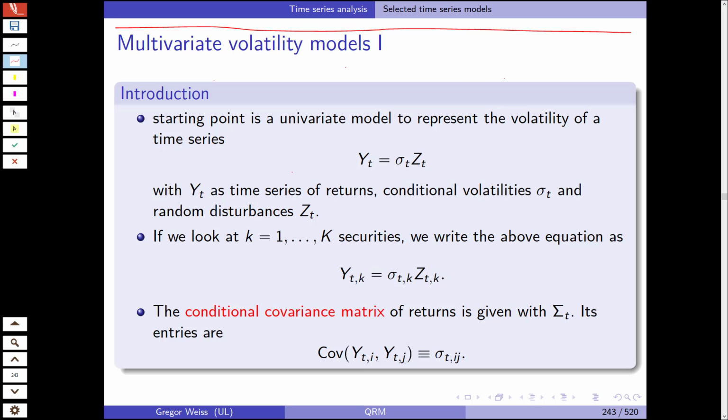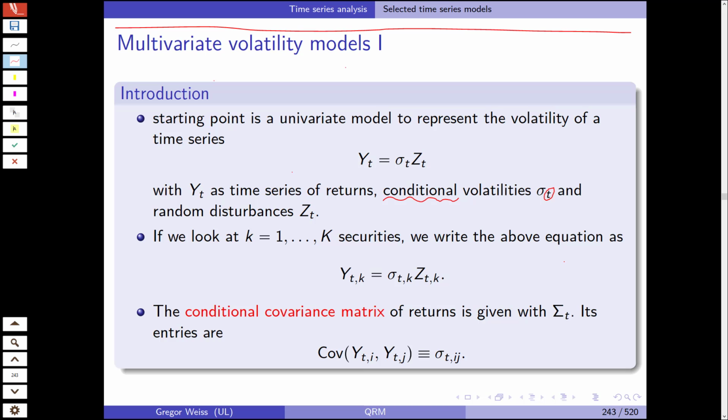So the starting point is a univariate model to represent the volatility of one time series. So yt is modeled as sigma t times zt, where zt are random innovations, for example, from a t or from a normal distribution. Sigma t are the conditional volatilities. By the way, why are they conditional? They are conditional because they are time varying. They are time dependent. So it's sigma t. And this is what is conditional about them.